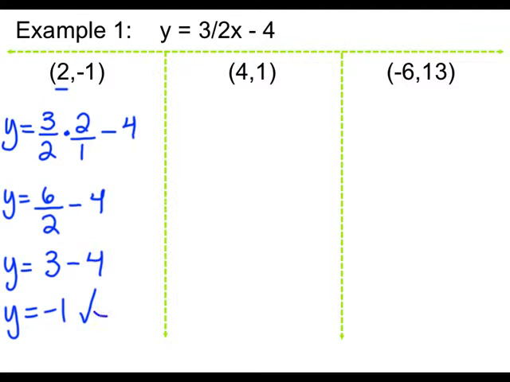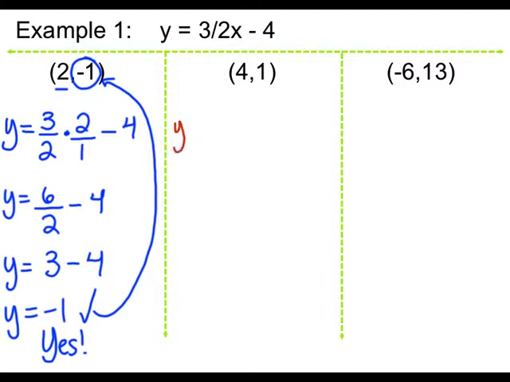Now I need to check my answer. Come up here and look at my problem, and it says y should be -1 because it's x comma y. So we're good. Yes, this point lies on the line. Let's try another one.